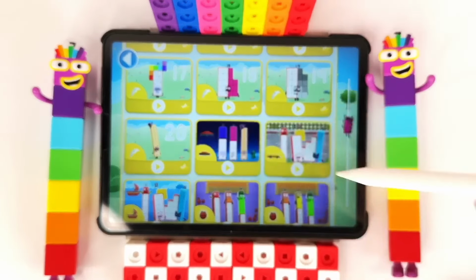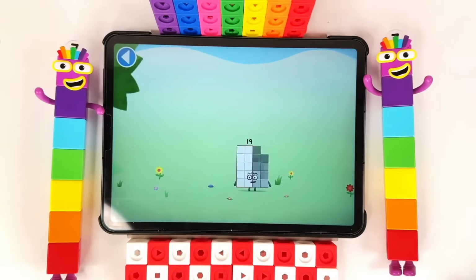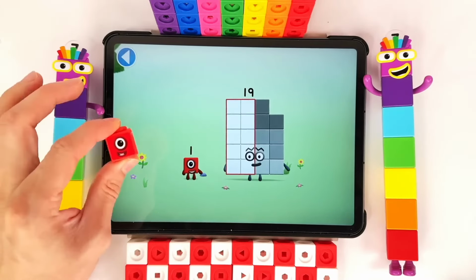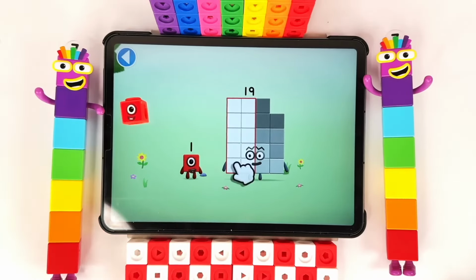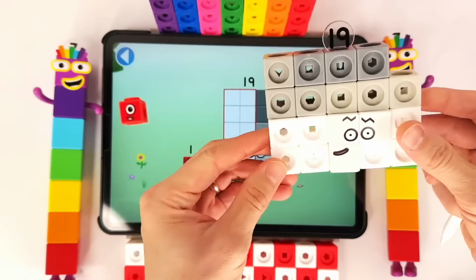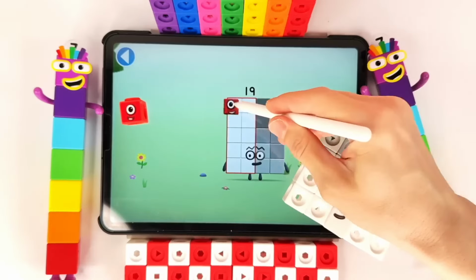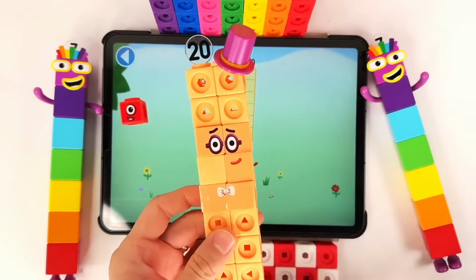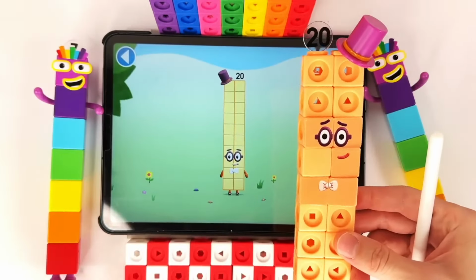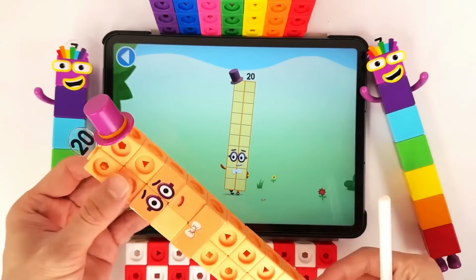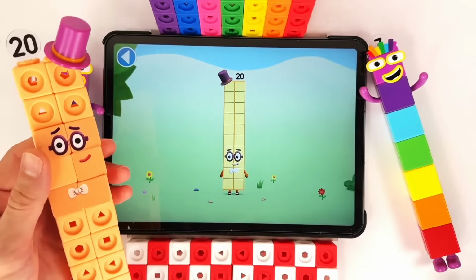20. You're about to meet number block 20. Can you add 1 to 19 and make number block 20? Drag number block 1 onto number block 19 equals number block 20. This is number block 20. This number block is made up of 20 blocks.